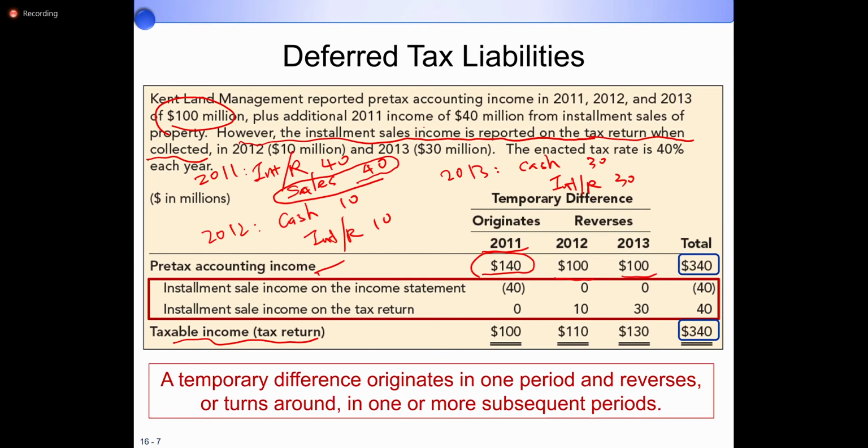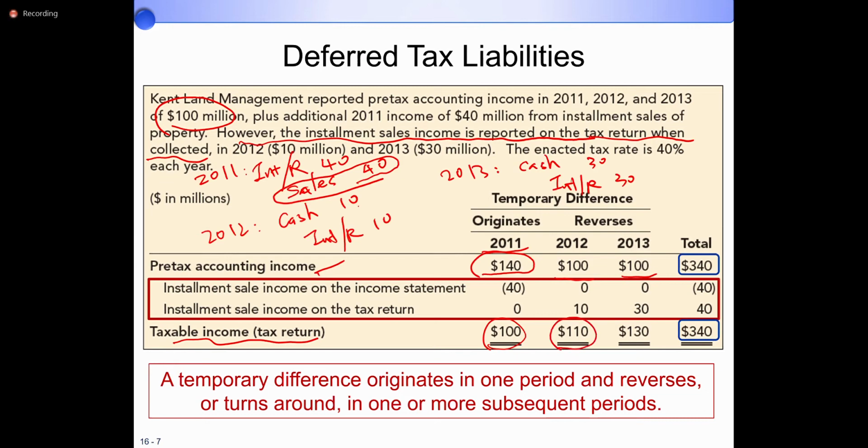Okay, so that is the situation. For the taxable income, taxable income in the year 2011 is still 100. You don't include that 40. That makes sense. But in 2012, you're going to include 110, right?